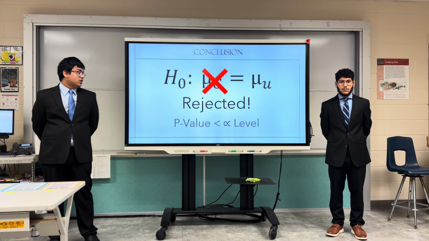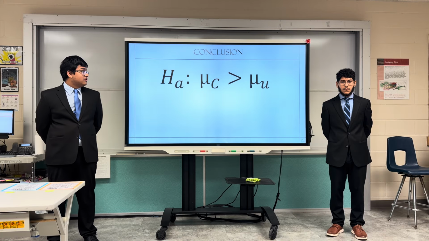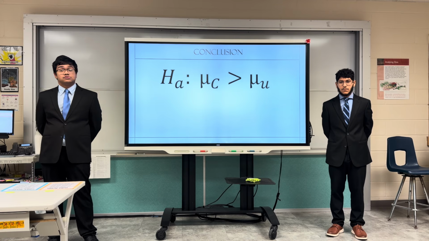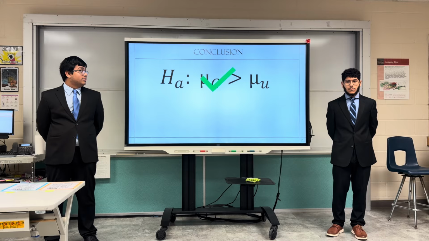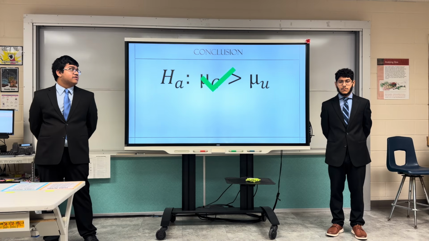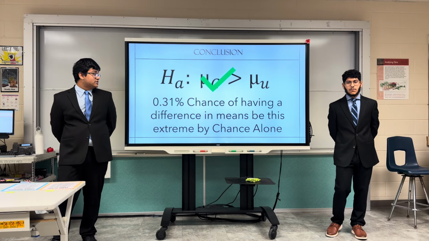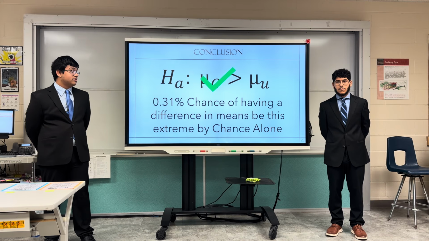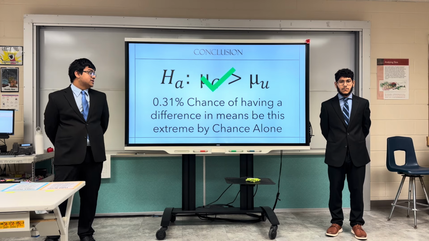This is because, once more, our p-value is less than our alpha level. This provides convincing evidence for our alternative hypothesis, which states that the true mean difference in flexural strength between cured and uncured concrete would be greater than that of uncured concrete. This is because our p-value, which is 0.0031 or 0.31%, is the chance of having a difference in means be this extreme by chance alone.